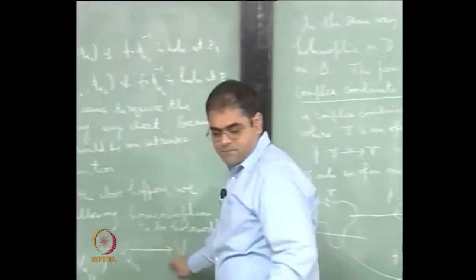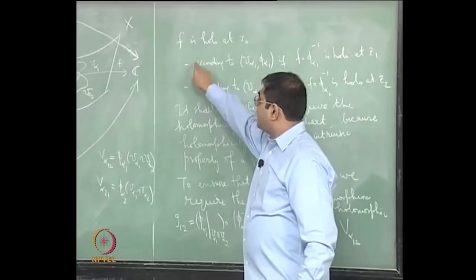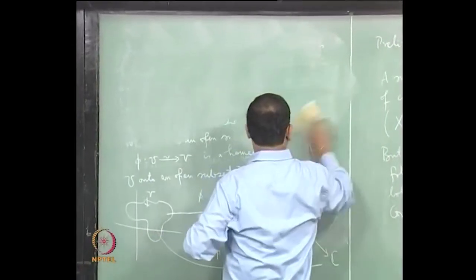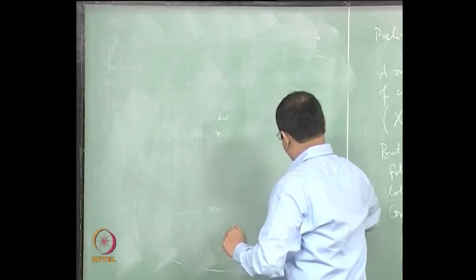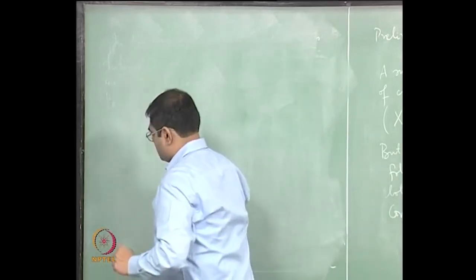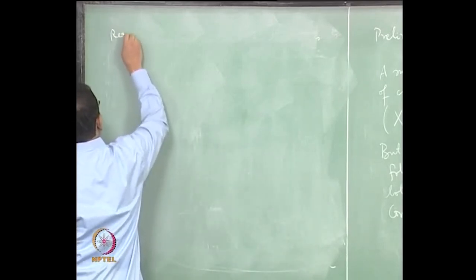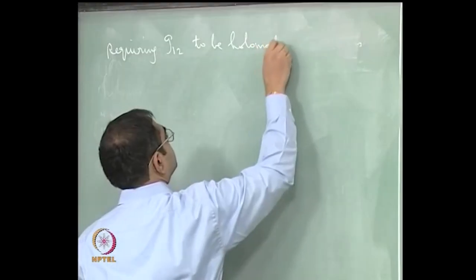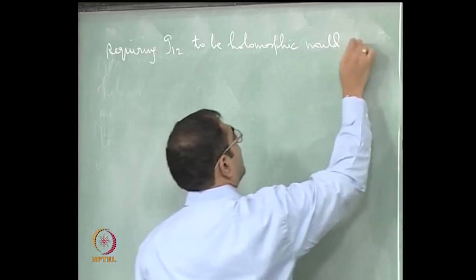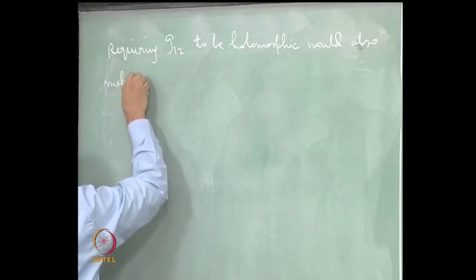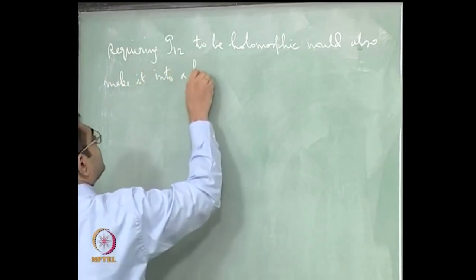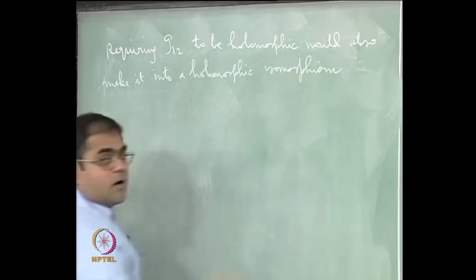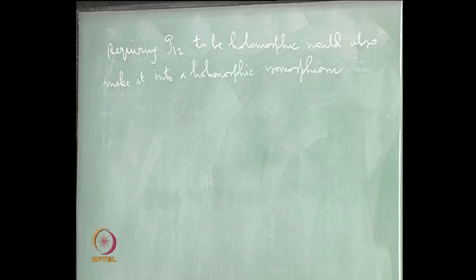So putting this condition helps us, it makes sure that you do not get a conflict in these two definitions. And why is that so? It is because of the following simple observation. So let me write that down. Requiring g12 to be holomorphic would also make it into a holomorphic isomorphism, by a remark that I recalled some time ago, at the beginning.